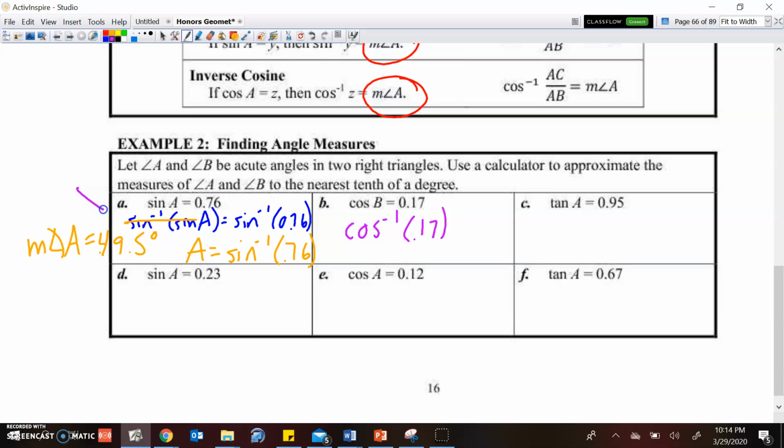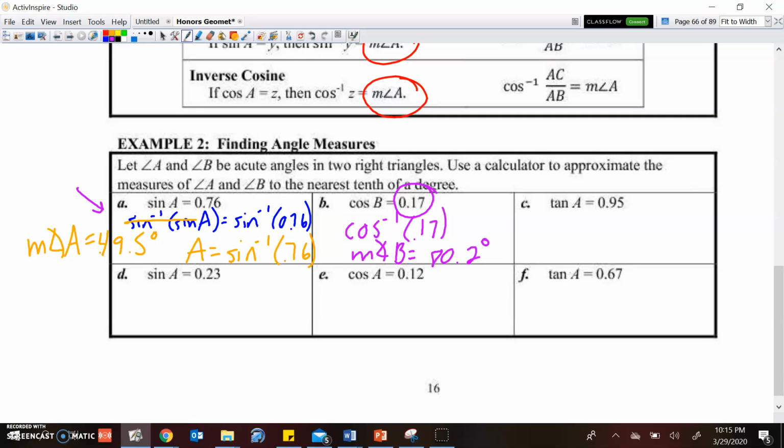I did it here just so you could understand why you put those numbers in where they do, but the inverse is always going to take on whatever that value is. Okay, so the cosine inverse of 0.17 is going to give me the measure of angle B equals 80.2. And that's a degree value.